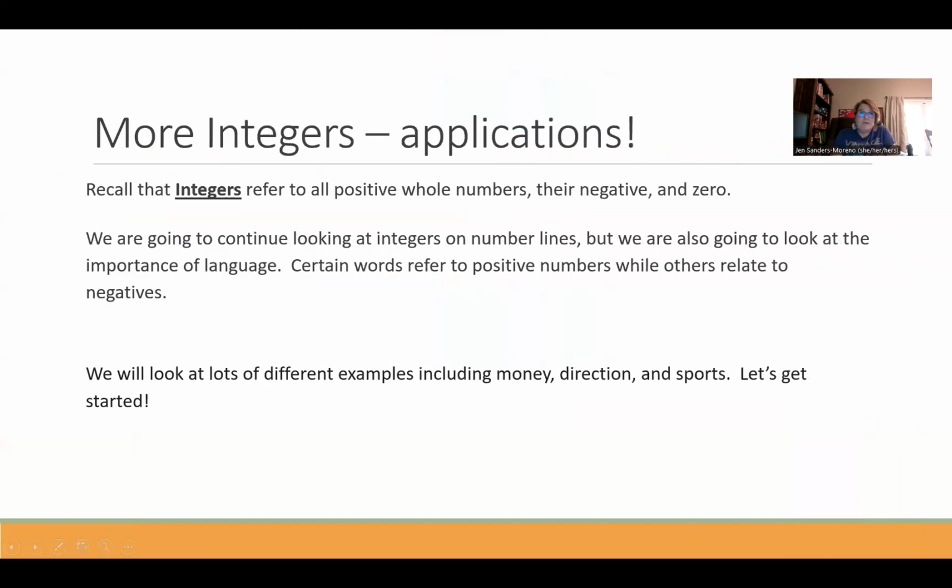Okay. So first off, recall that integers refer to all positive whole numbers, their negatives, and zero. So we're going to continue looking at them. We're going to keep going with number lines because that's what the Common Core textbook really likes to do to visualize what's going on. But I'm going to also focus on the importance of language. There's certain words that refer to positive numbers while others relate to negative. And I don't even mean connotation, like somebody being happy and positive versus being negative and sad. This is just literally a positive amount versus a negative amount.